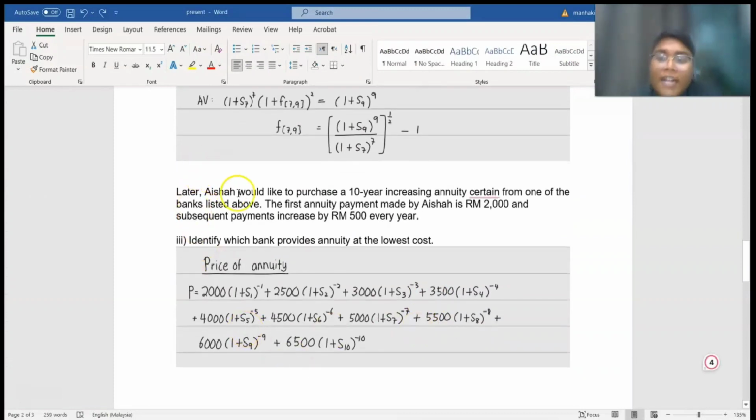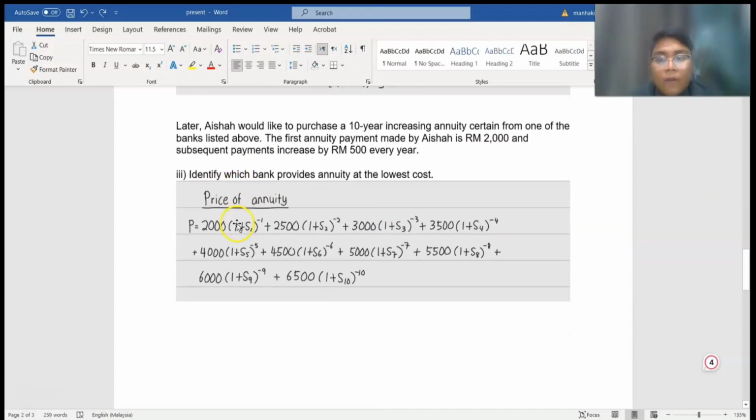Alright, for question number 3, later Aisyah would like to purchase a 10-year increasing annuity certain from one of the banks listed above. The first annuity payment made by Aisyah is 2,000 and subsequent payments increase by 500 every year. The question requires us to identify which bank provides the annuity at the lowest cost, which is the lowest price.